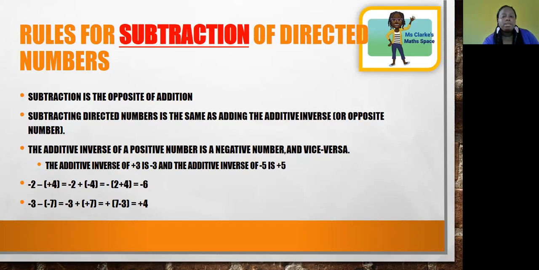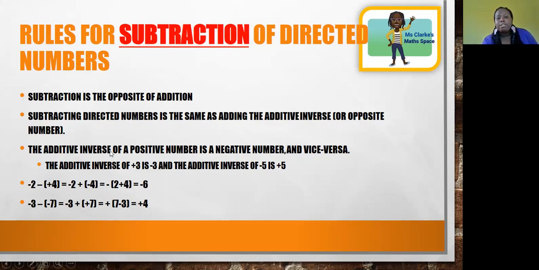So going on to the rules for subtraction of directed numbers, we know that subtraction is the opposite of addition. If you're not given, you're taken, right? And vice versa. So subtracting directed numbers is actually the same thing as adding the additive inverse of the number. What is an additive inverse? If I'm adding 5, the opposite of adding 5 would be subtracting 5. If I'm adding 10, the opposite would be taking away 10. Likewise, if I'm taking away 15, the opposite of negative 15 would be positive 15. I'll be adding 15. All right?